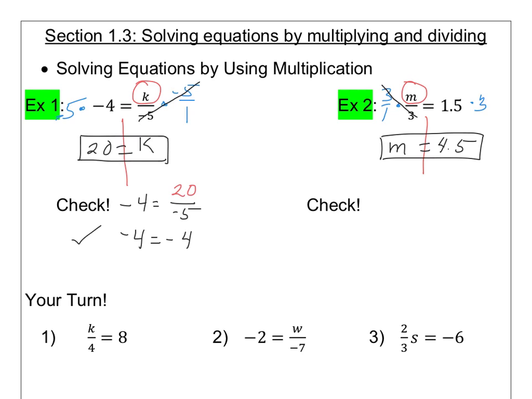Let's check it. So instead of m, we're going to put in a 4.5. We're going to divide that by 3 and see if that gives us 1.5. The only side of the check that needs to be worked is the left side. 4.5 divided by 3 is indeed 1.5. So 1.5 equals 1.5, and it checks.